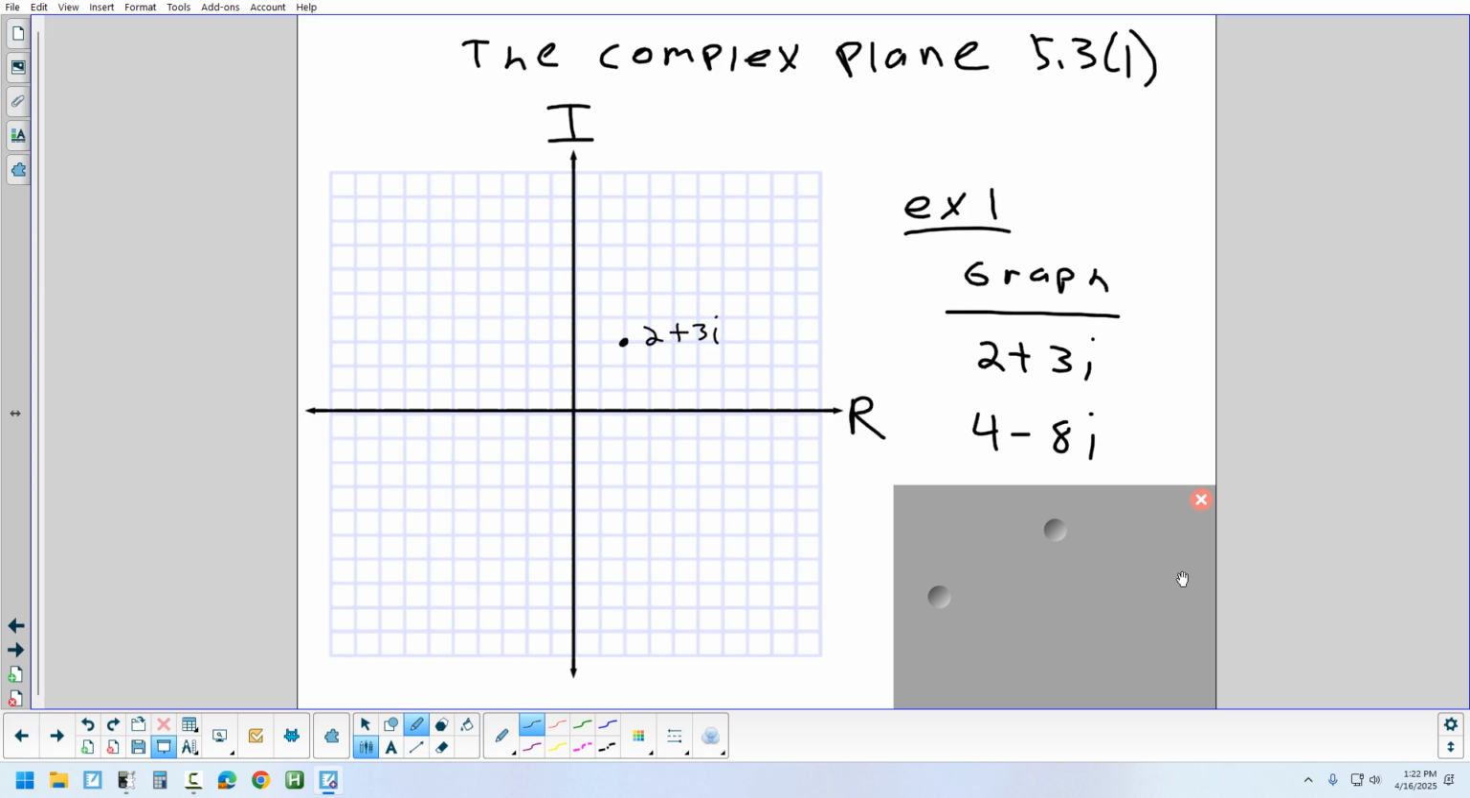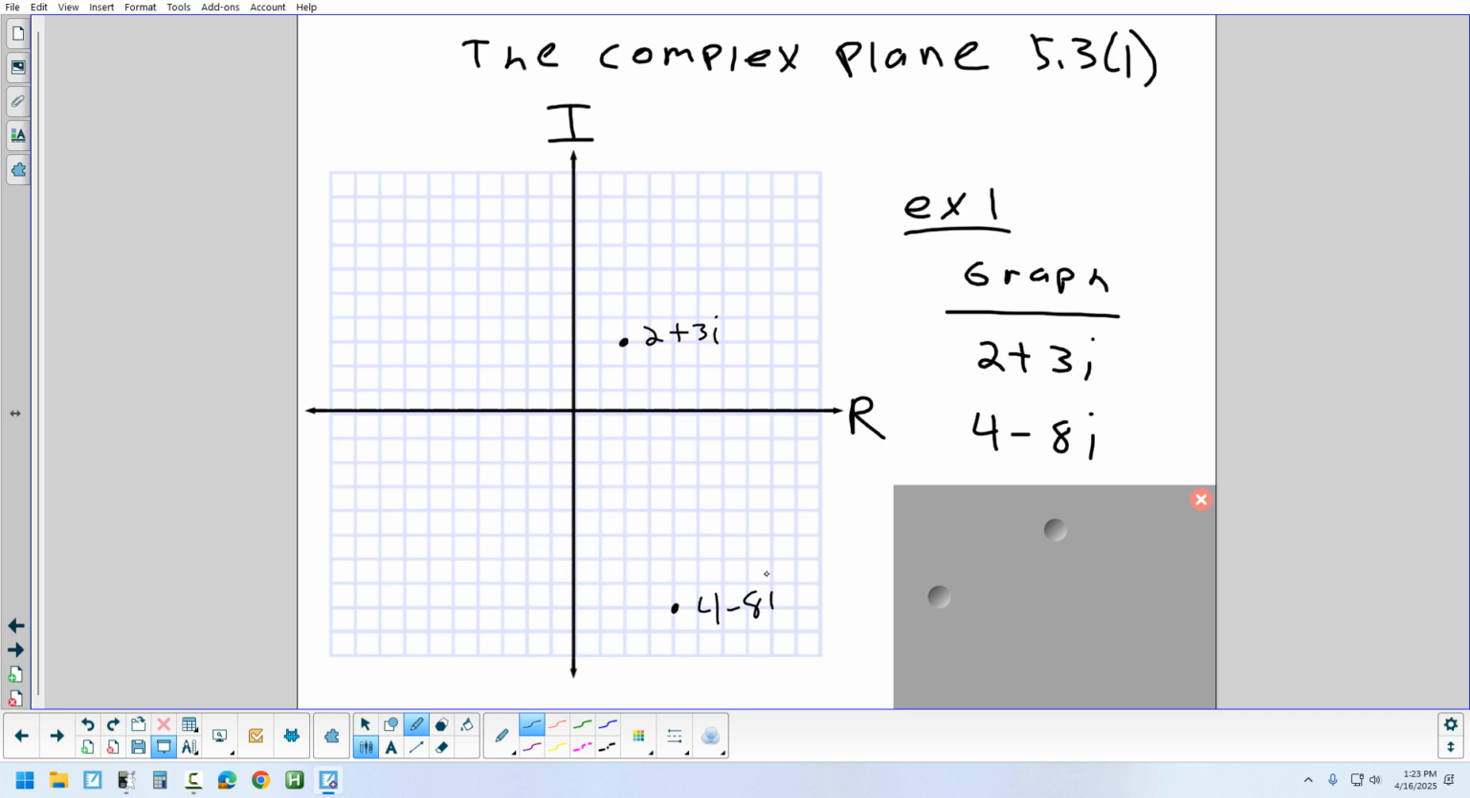What's the real part of that number? 4. And the imaginary? Negative 8. So we're going to go right 4, and then which way? Down. Down how many? 8. Right 4, down 8. What's important is the quadrant we end up in, because the quadrant is going to tell us something for the last thing we do.